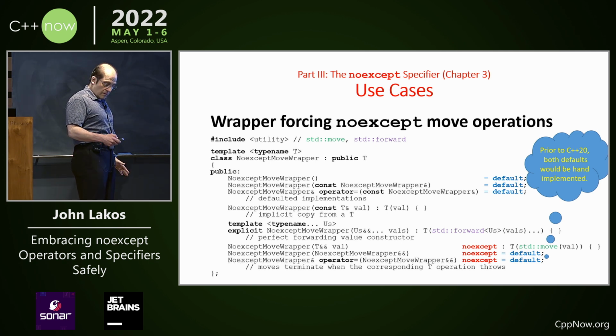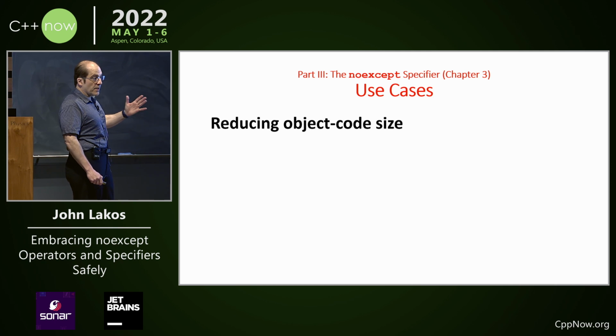I don't know what T was. T could be an int. T could be an int. It would not be trivially copyable. We have now a new theorem. Excellent. All right, reducing object code size.